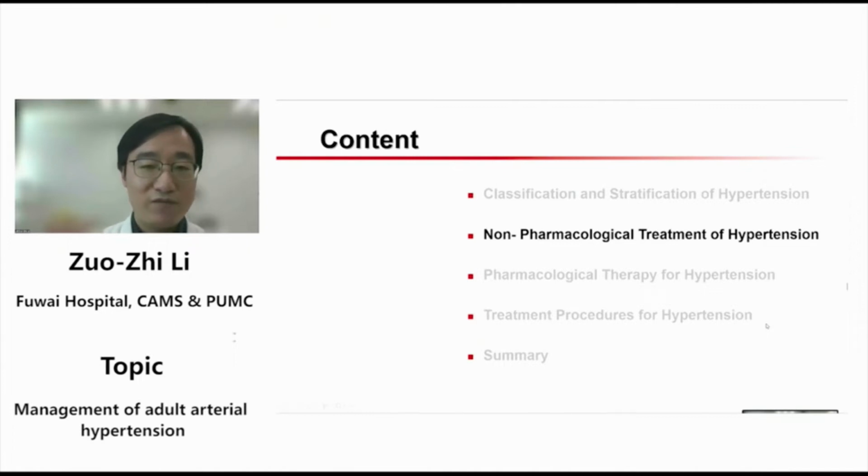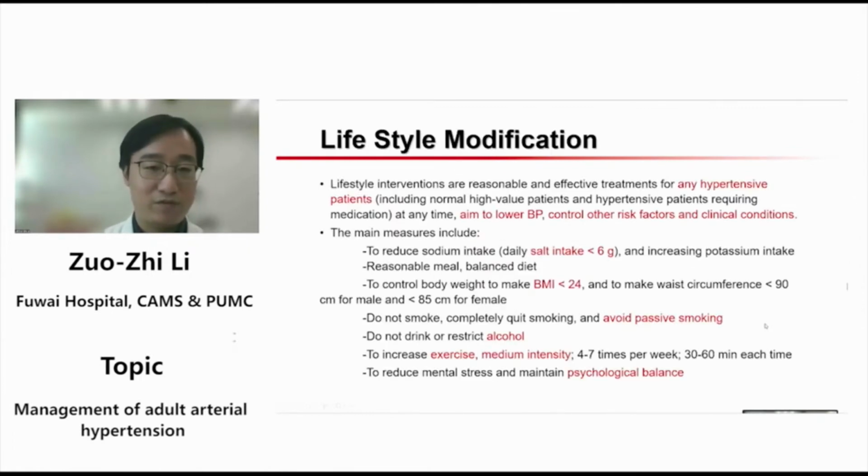After the diagnosis and the risk stratification of the hypertensive patient, we should give antihypertensive therapy, in which lifestyle modification is the basis. It should be applied to all hypertensive patients, including those with high normal blood pressure and hypertensive patients that require medication. The aim is to lower blood pressure and to control other risk factors and other clinical conditions.